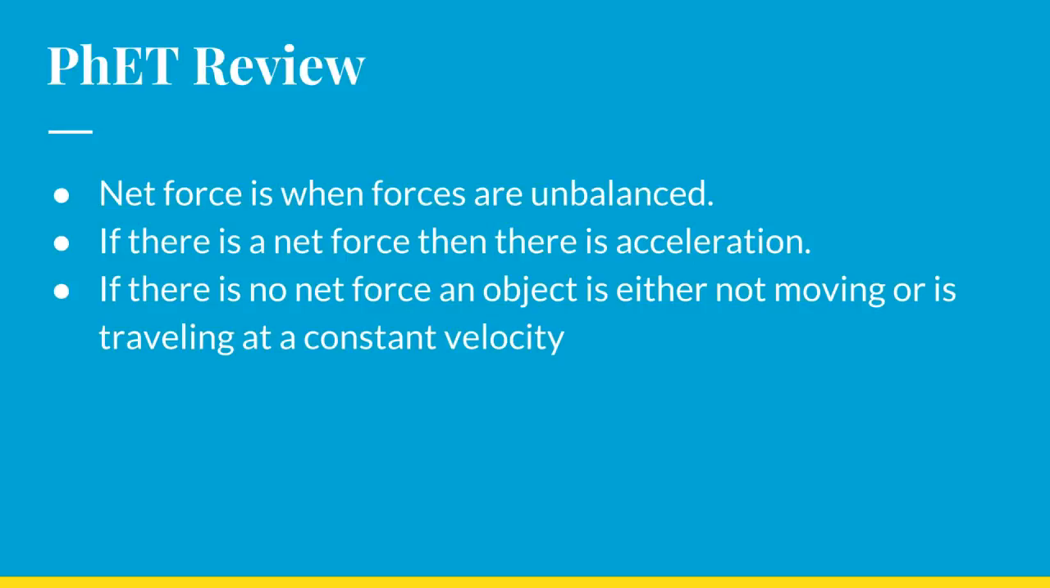And if there's no net force on an object, either the object is not moving at all, or it is traveling at a constant velocity. So if something's moving but it's traveling at a constant velocity, that means there is no net force. And I'll show you a little bit more about why that is.